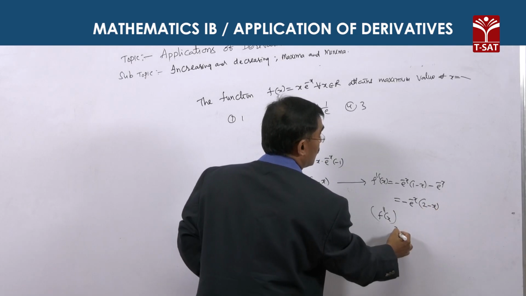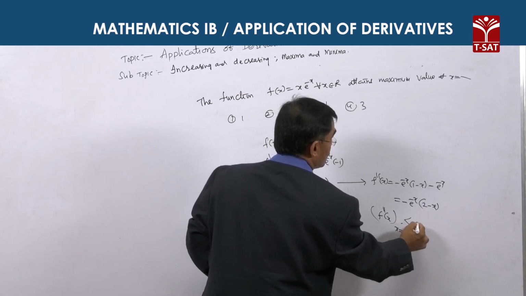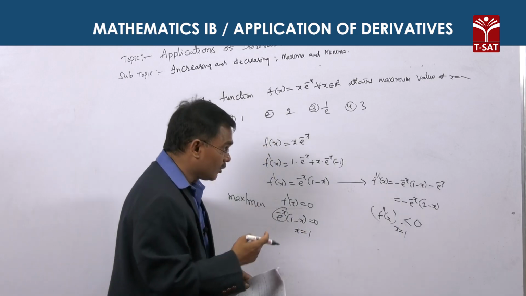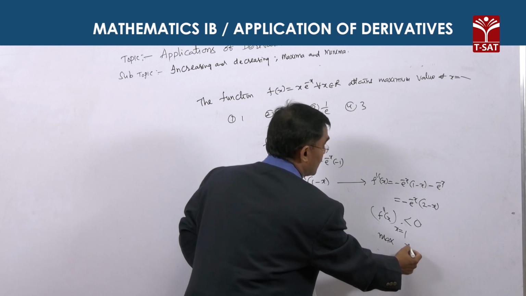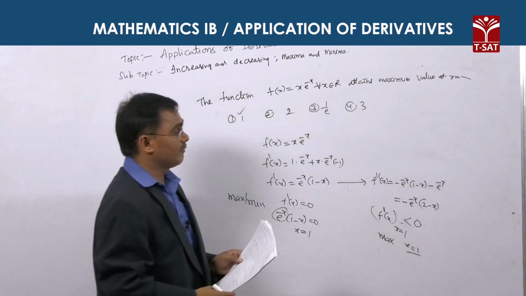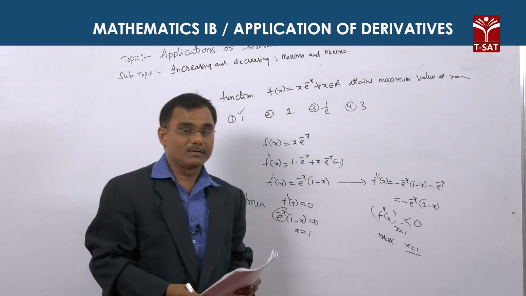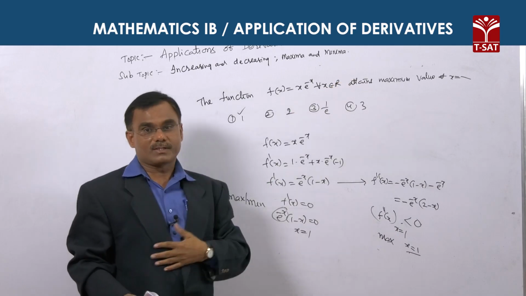f'(x) at x = 1: substituting x = 1, the value is negative. Negative means the function has its maximum value at x equal to 1. Therefore, at x equal to 1, the function can take its maximum value. The question asks at which value of x the given function has a maximum value.